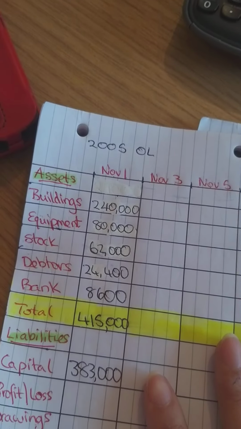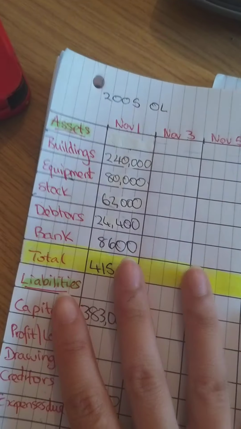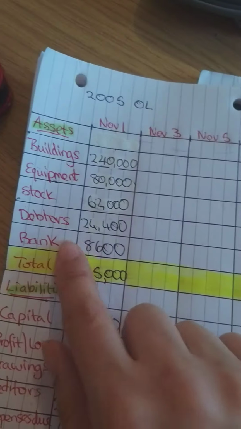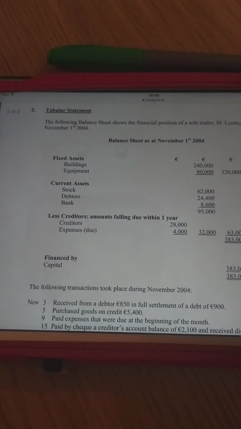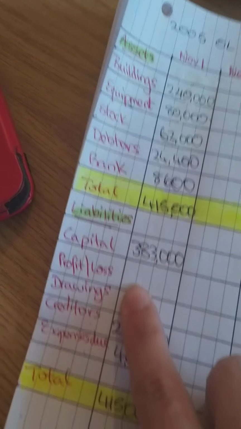Okay, so now we're going to do 2005 ordinary level, okay? So you can see I've set it out as always. Get your assets from your question: buildings, equipment, stock, debtors and bank, and you put in the figures that are given in the balance sheet you're given. Then you put in your liabilities.